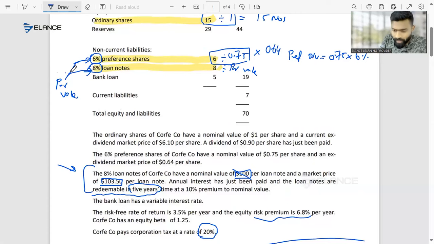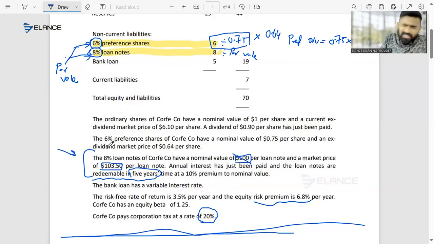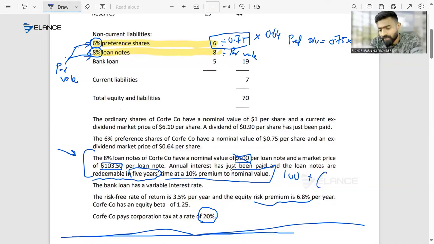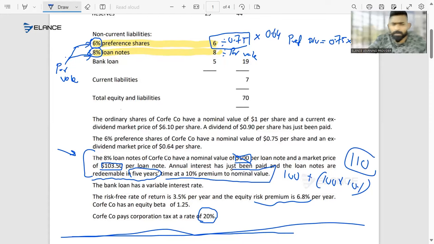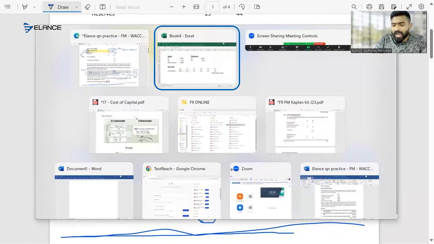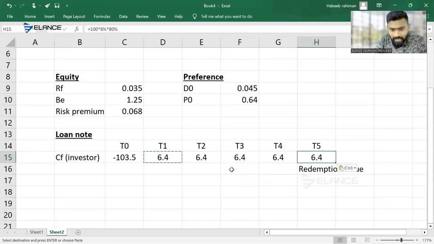So what is the redemption value? The question says it can be redeemable at par or at a premium. In this question, it is redeemable in 5 years' time at a 10% premium to their nominal value. What is the nominal value? 100. Plus, they will get a premium of 10% of this 100. That means they will get 110. 100 plus 10% more. So we have to add 110 here.